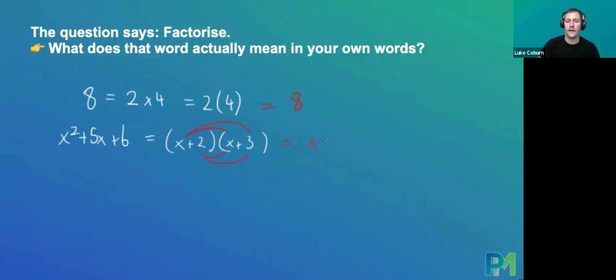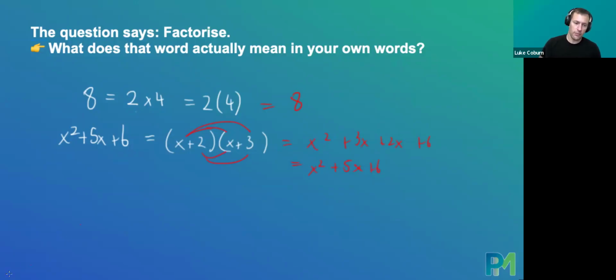So we do the first step, it's x squared. The second step, it's 3x. The next step, it's 2x. And the next step is 2 by 3, which is going to be 6. So that's going to be x squared plus 5x plus 6. And we see we get back to the start again.